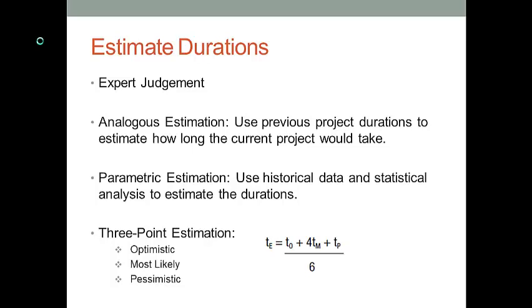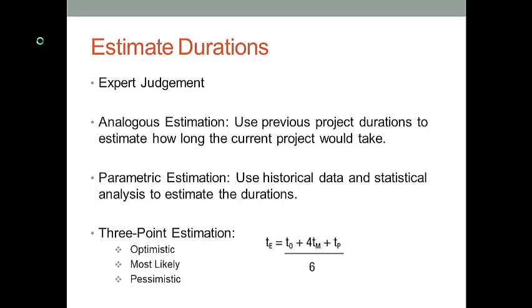The third method is called parametric estimation. You want to look at the historical data and use statistical analysis methods to estimate the durations of the current project. For instance, if you want to develop a mobile app, you want to look at the previous 10 mobile app projects and then find out how long each development process lasts, and then you use the average of the 10 development periods as the estimation for the duration of the current development.